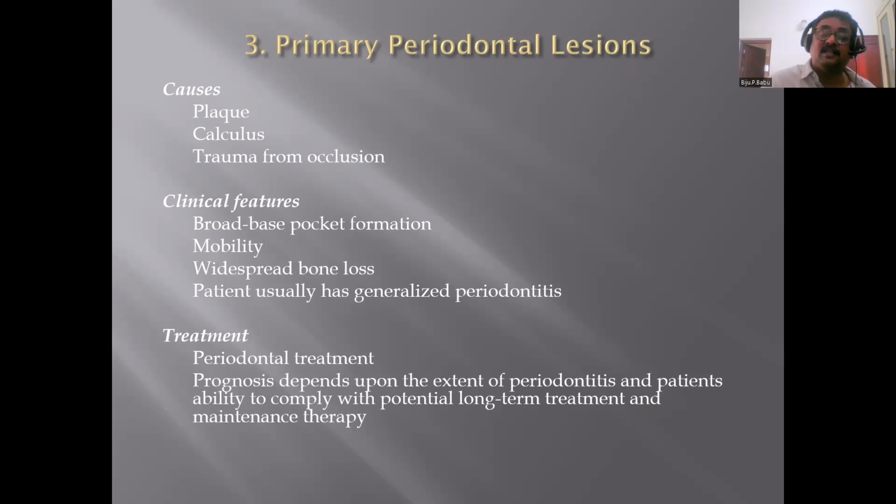Prognosis depends upon the extent of the periodontitis and the patient's ability to comply with the potential long-term treatment and maintenance. So here you normally treat the periodontium, that is, you do oral hygiene treatment like oral prophylaxis, give medicines to maintain the oral hygiene, then remove the trauma from occlusion if trauma from occlusion is the condition, and then evaluate the periodontal condition for a period.